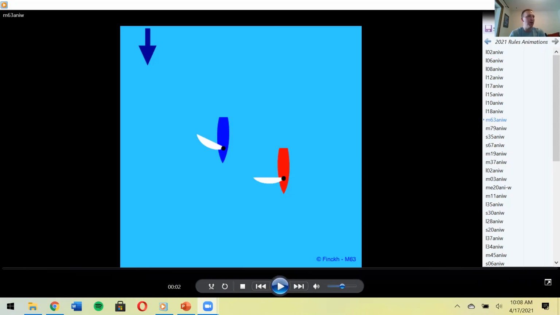Okay. So I had a couple questions here. From Rajiv: boom of windward points to leeward boat. So that's correct. If the windward boat is going downwind, if they're next to each other, red is the windward boat because red's boom is pointing to the leeward boat.